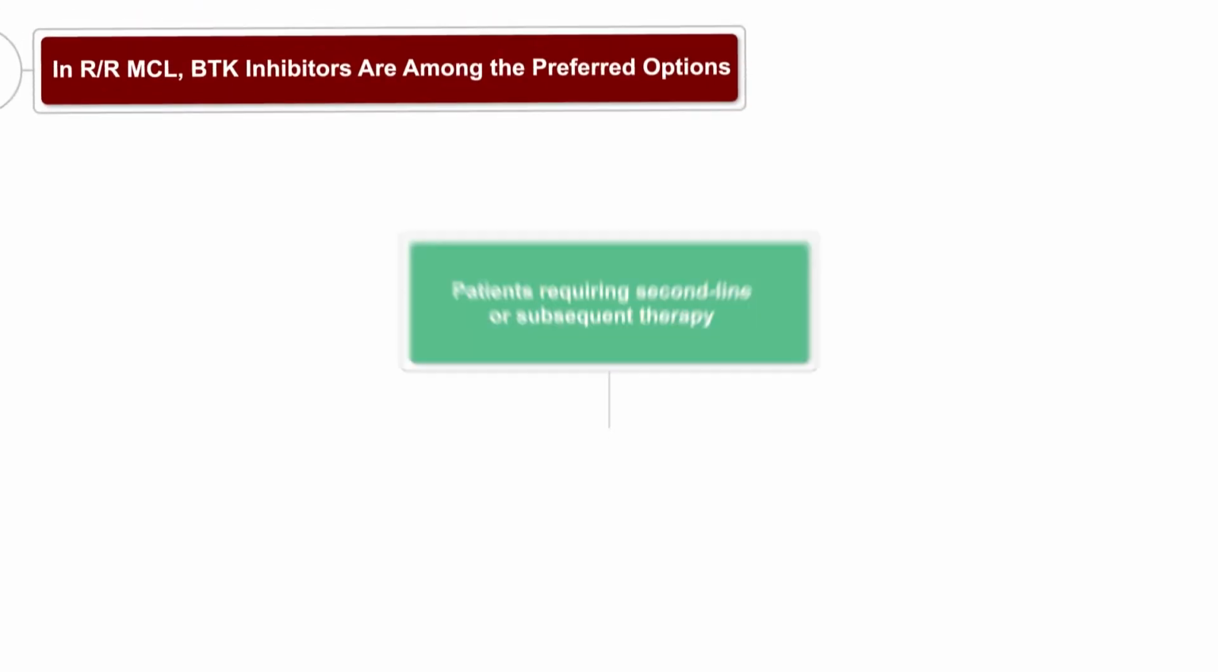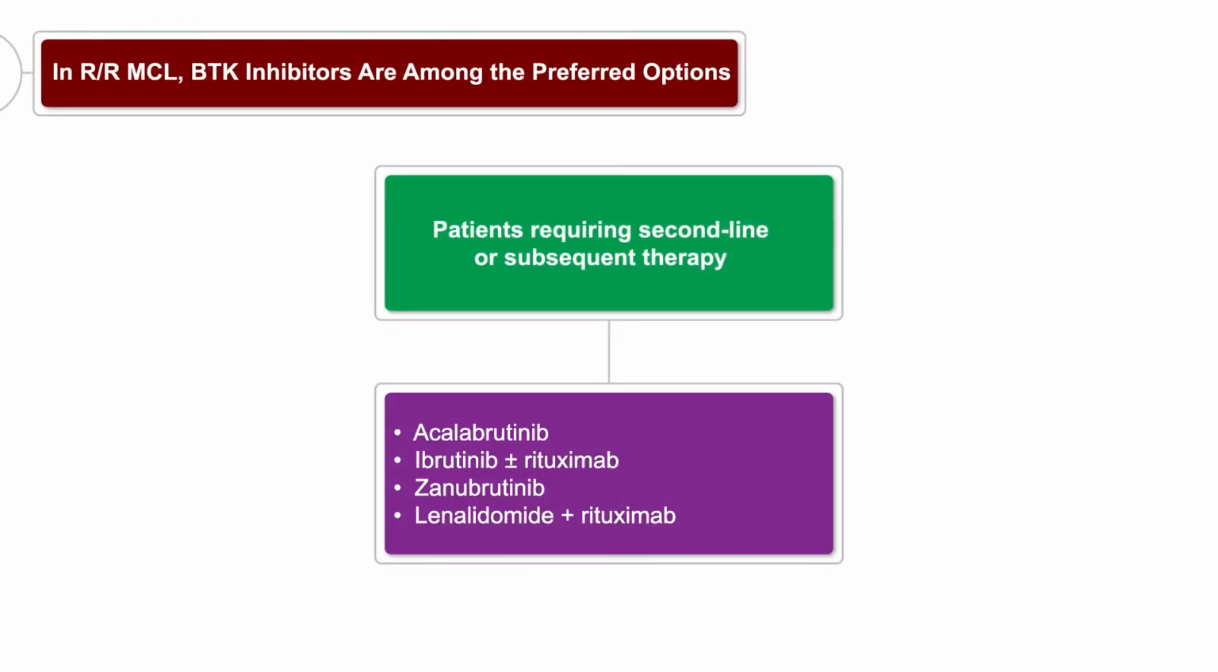What about mantle cell lymphoma? For those patients who require second-line or subsequent therapy, actually all 3 BTK inhibitors are now FDA approved and available and are considered appropriate standard of care in the second-line setting, and this includes acalabrutinib, ibrutinib, and zanubrutinib.